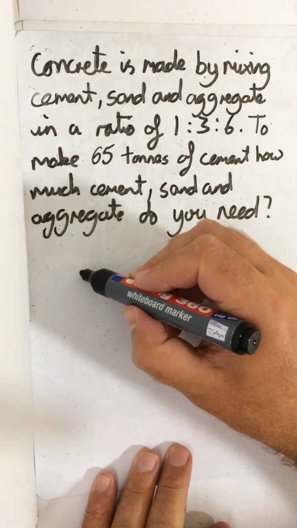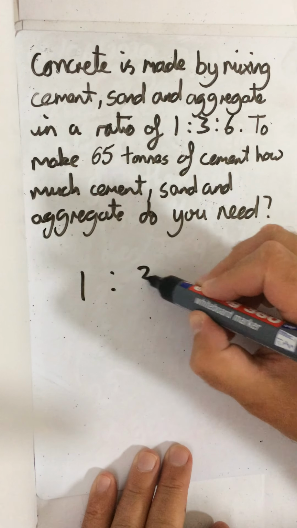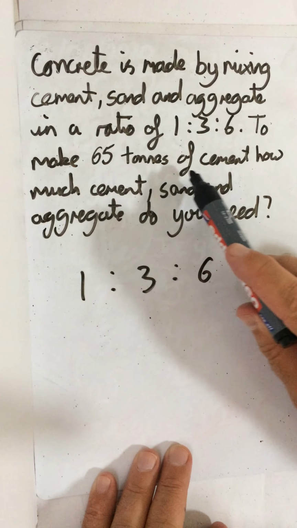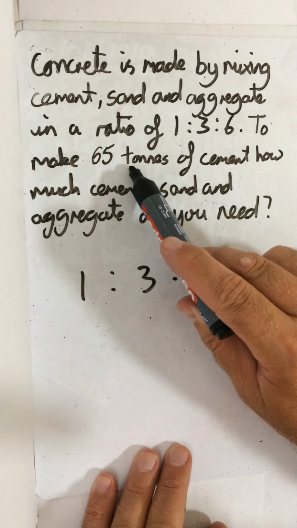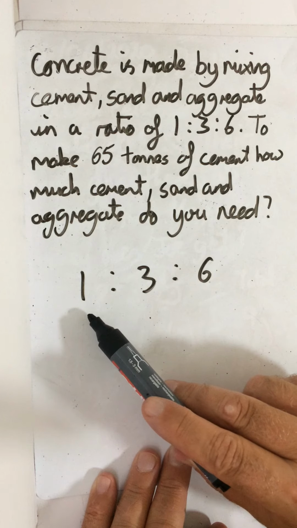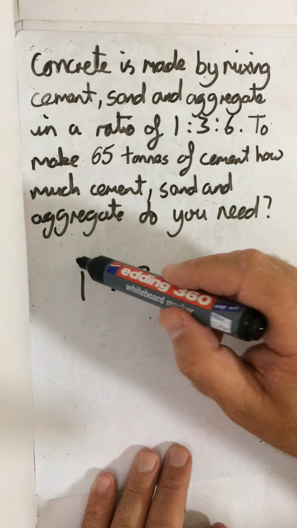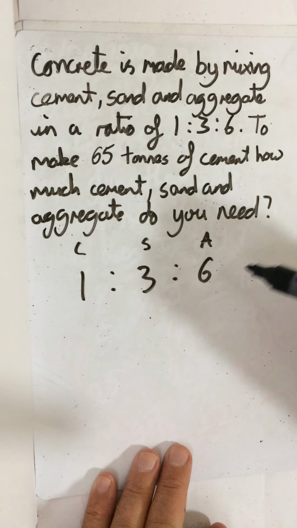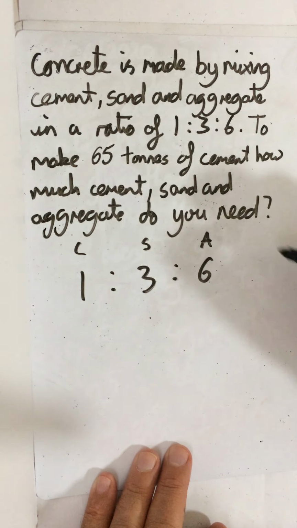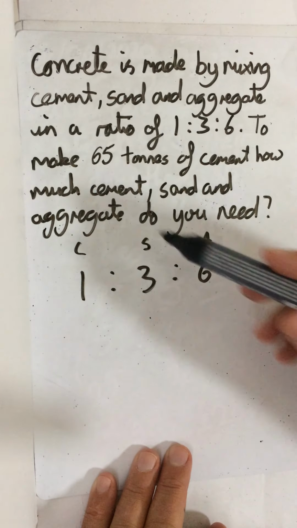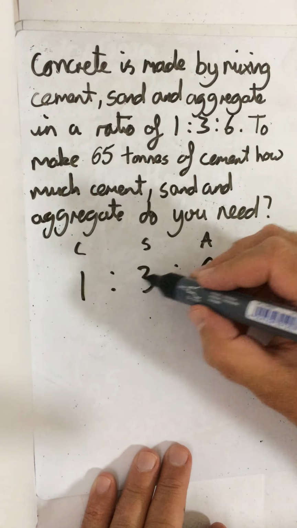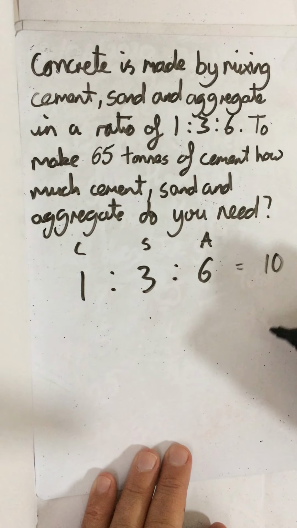So again, let's write down the ratio, 1, 3, 6. First thing we do is write down the ratio. To make 65 tons, so I can see that's a total. It's not giving me how much cement I've got, how much sand, aggregate. It's given me the total. So this is one where I do need to add them up. So I have to work that out for myself. If it's given me a total, I need to do it this way, don't I? So this comes to 10. And in total, they make 65.